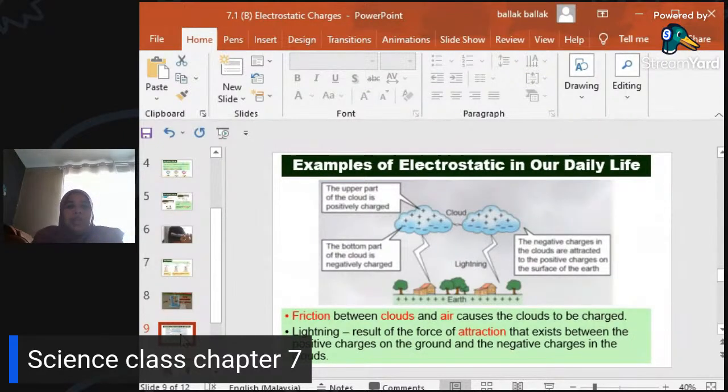Example of electrostatic charges in our daily life. The upper part of the cloud is positively charged, and the bottom part is negatively charged. There will be friction between the clouds and the air, which causes the clouds to be charged. The negative charge in the clouds is attracted to the positive charge on the surface of the earth. So lightning is the result of the force of attraction between them. The bottom part of the cloud is negative and the earth surface is positive, so they attract one another, which causes lightning to be produced.